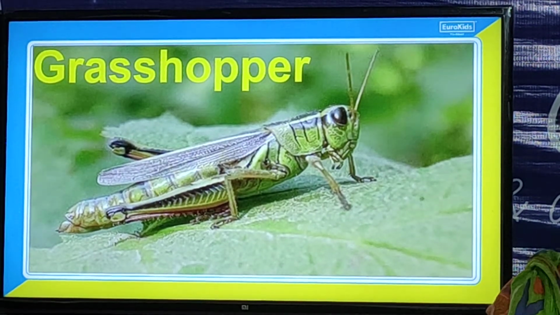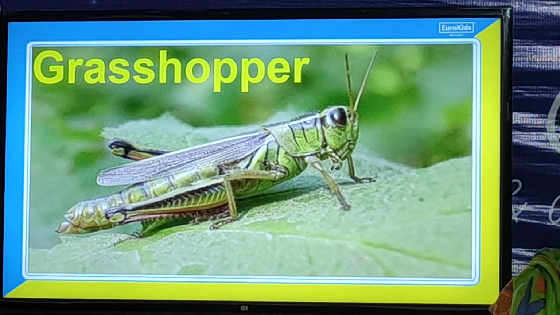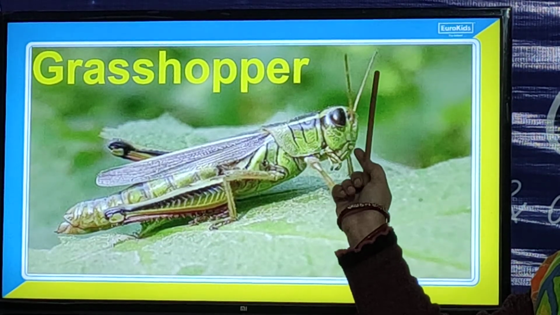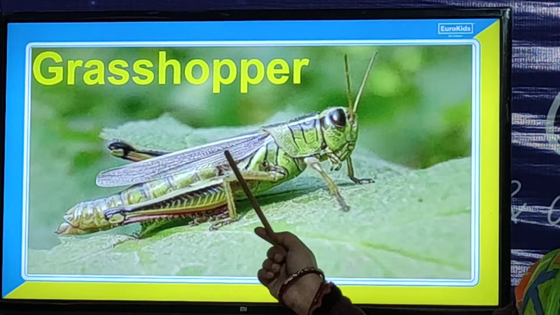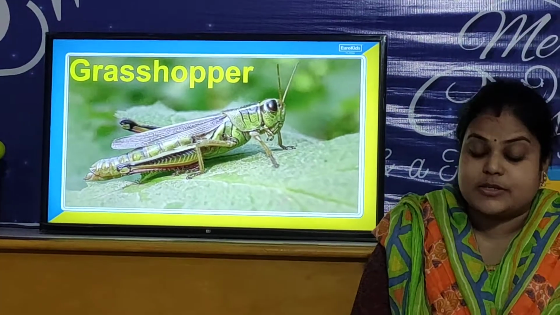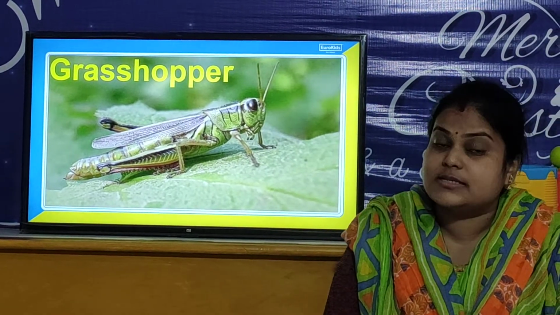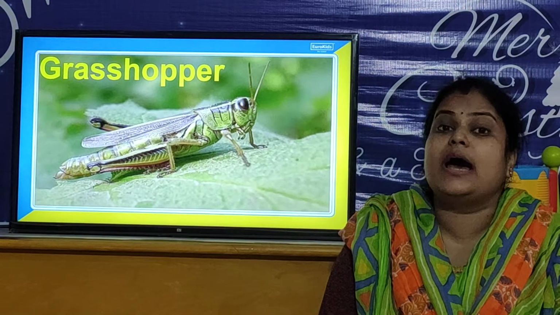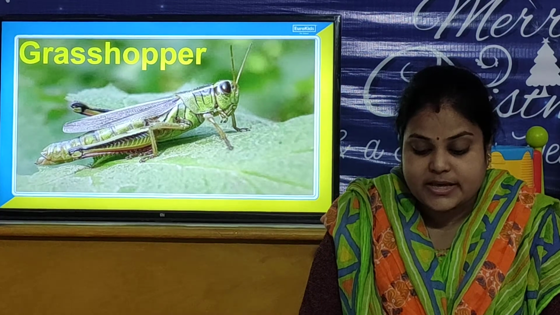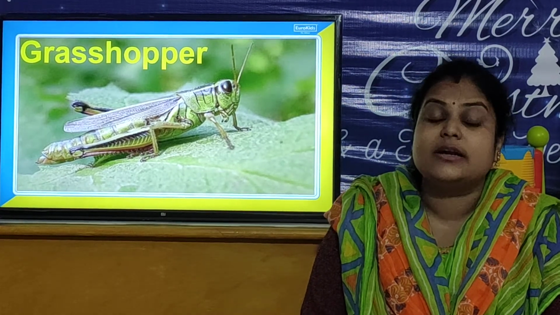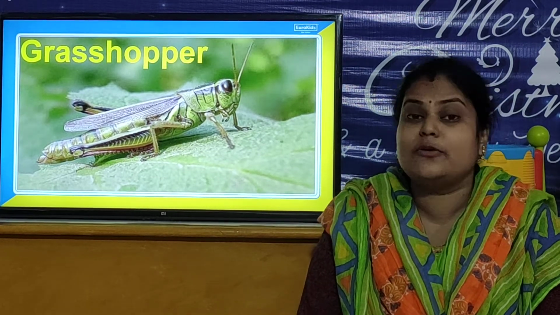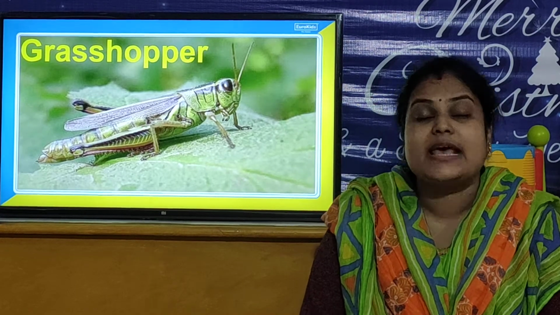And children, they have two pairs of antennae and two pairs of wings. Look here, these are the two pairs of antennae and they have two pairs of wings to fly. And children, grasshoppers eat plants. So what does the grasshopper eat? The grasshopper eats plants. And grasshoppers make sounds by rubbing their wings and legs together. So remember that the grasshopper makes a peculiar sound by rubbing its wings and legs.